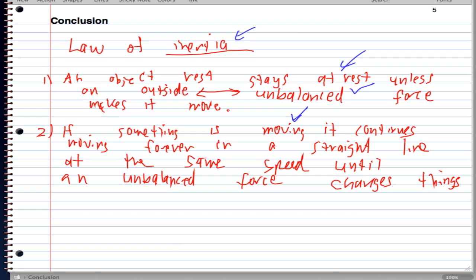So that wraps up our coverage of the first law. So if we cover this and we get our free body diagrams mastered, which we'll see in the next video, that's pretty much what I want to cover for this unit before the final exam.